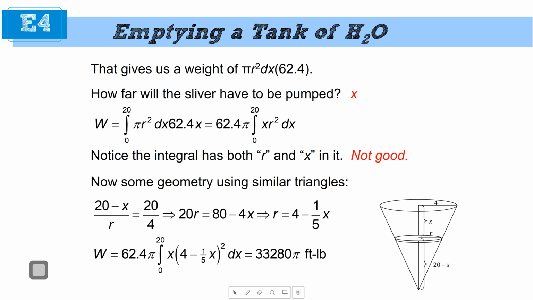Sure, you could, however, do that by hand. That's not too bad. You square out the binomial, multiply everything by x, break it into individual terms, take the antiderivative of each one of those, put in 20, put in 0, subtract the two, multiply the answer by 62.4 pi, and you're good to go.